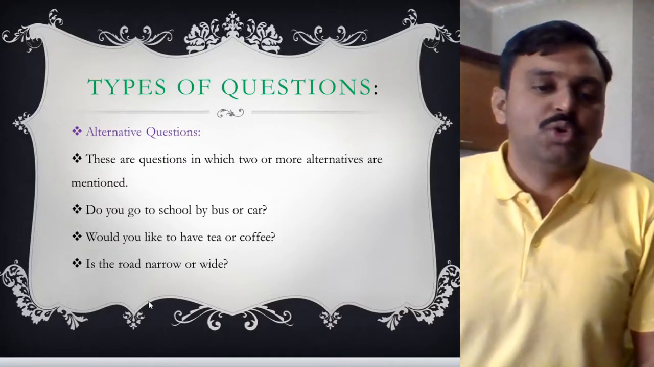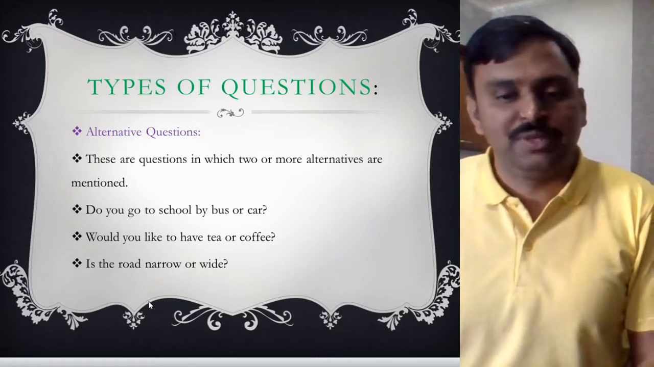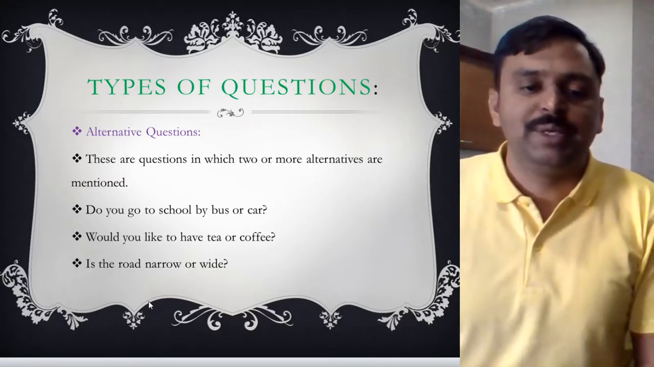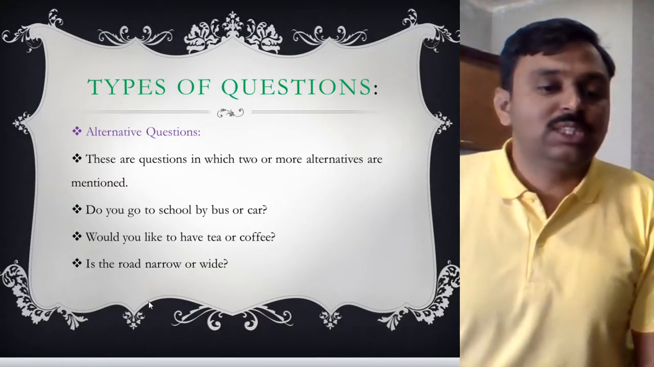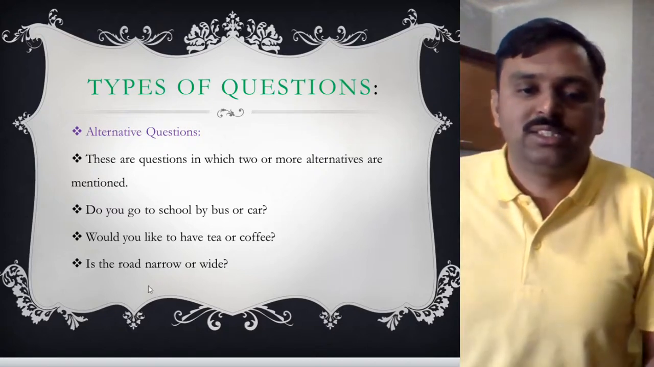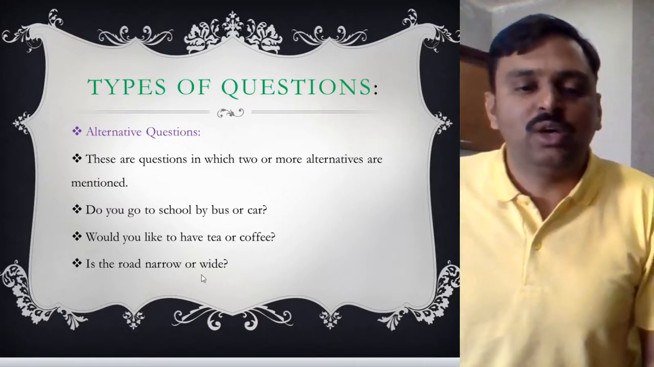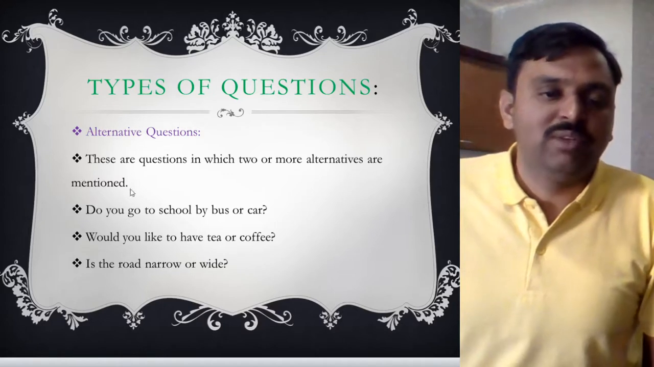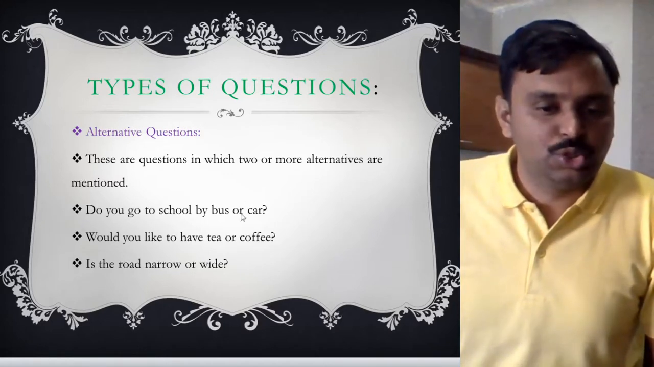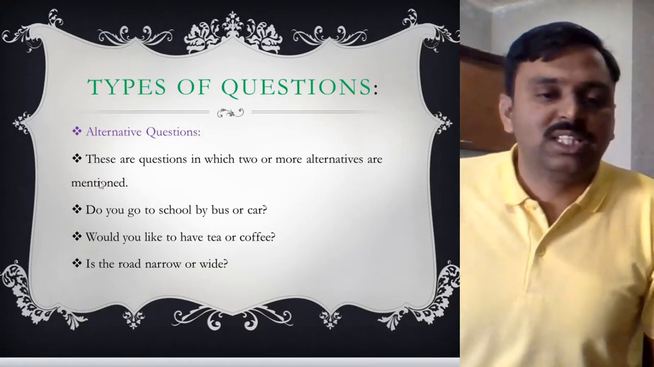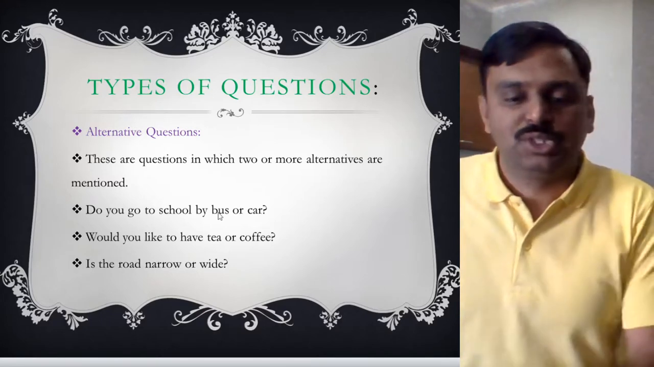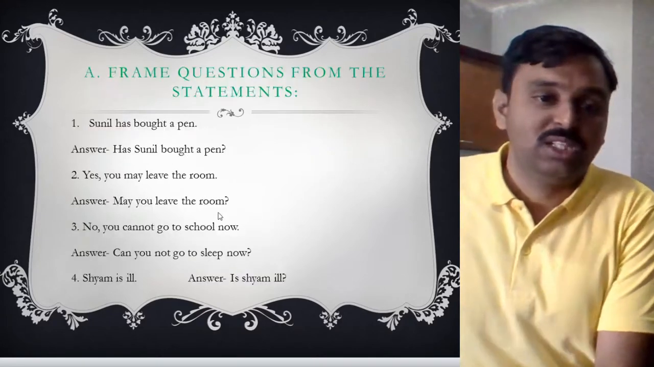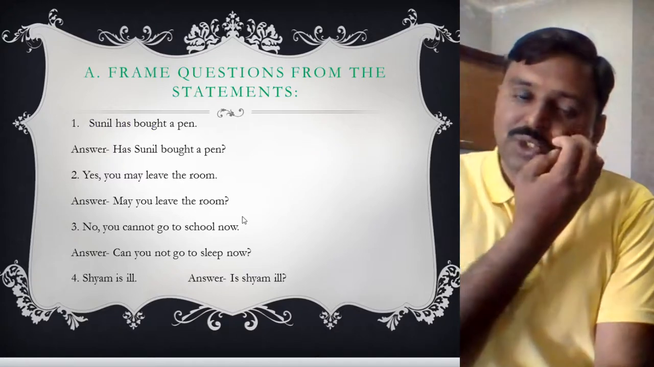Next we have, would you like to have tea or coffee? So there are two options, tea and coffee. Next one, is the road narrow or wide? Again two options, narrow or wide. Whenever you have two alternatives, two options, such questions are called alternative questions. I hope, dear students, the question types are clear to you.